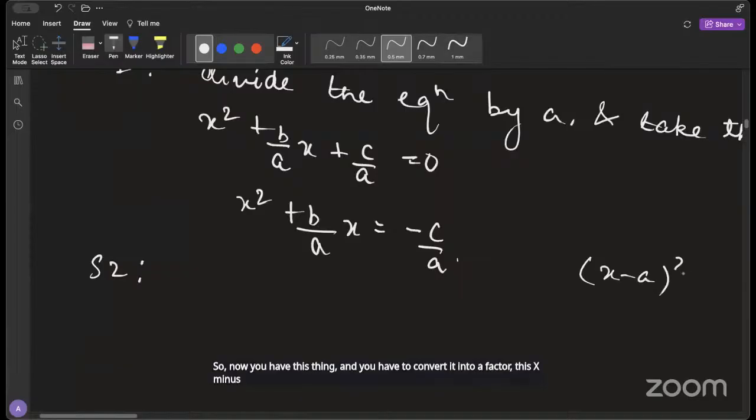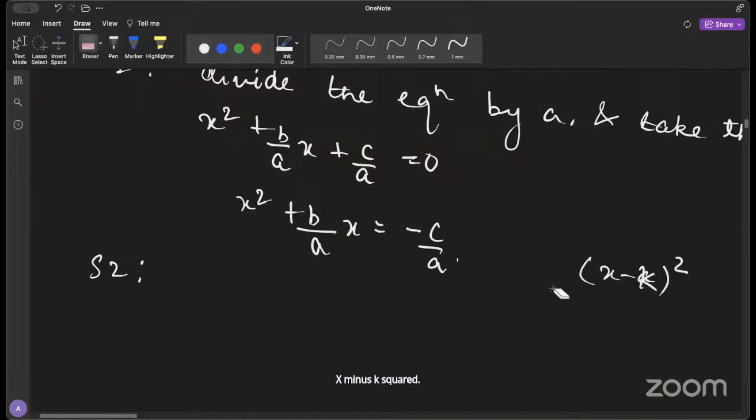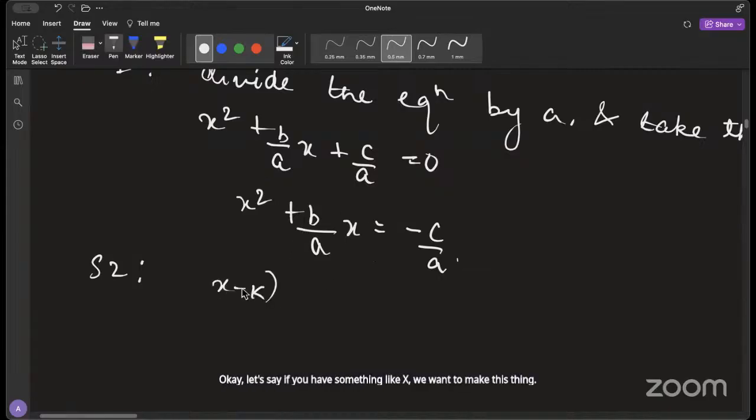So now you have this thing, and you have to convert it into a factor, this x minus k square factor, right? We already have this form. Let's say if you have something like x, we want to make this thing the square of something, x minus k square, right? How do we do this?